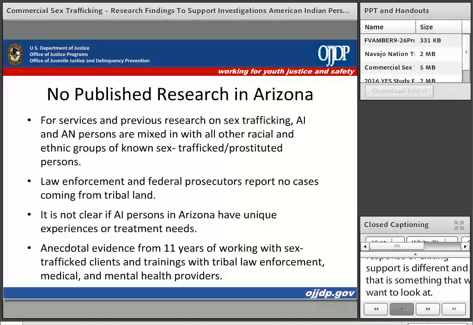And I've worked for 11 years with sex trafficked clients and training since 2006 and working with tribal law enforcement in our community. And we have heard repeatedly from all of our partners that their American Indian clients have unique features, that they're being trafficked for things that we had not perhaps heard of in the past.